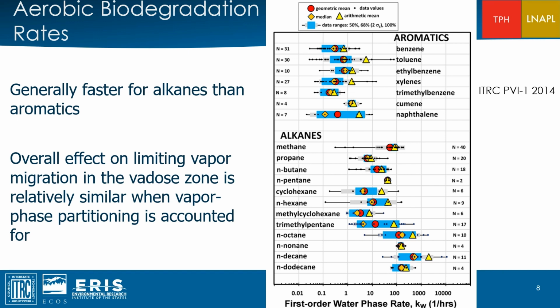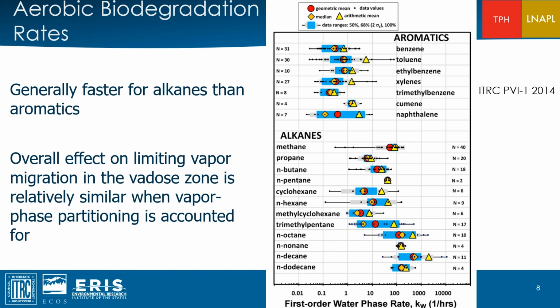As indicated, aerobic biodegradation rates are generally higher for alkanes than they are for aromatics such as BTEX and naphthalene. Although the alkanes aerobically biodegrade at relatively faster rates, they also tend to reside or partition to the vapor phase and thus are less available for biodegradation in the vadose zone pore water. When factoring in partitioning, the total effect of aerobic biodegradation on limiting vapor transport is roughly similar for a broad range of hydrocarbons.